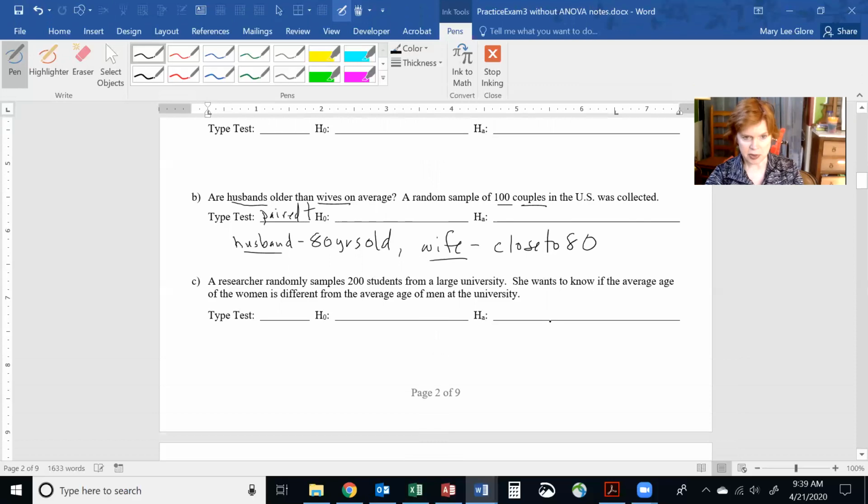All right, now this one, I have 200 students, and I want to know if the average age of the women is different from the average age of the men. Well, here I randomly sampled, so I've got a random sample of 200 students. Because I've used a random sample, none of the students are related to each other. They're not connected to each other. So all 200 are independent of each other.